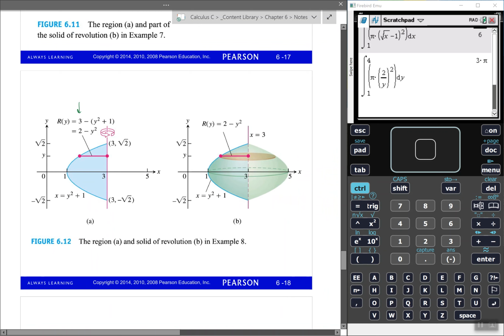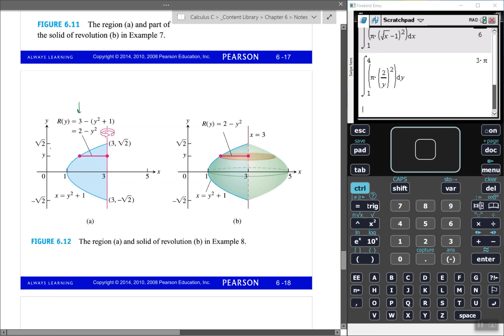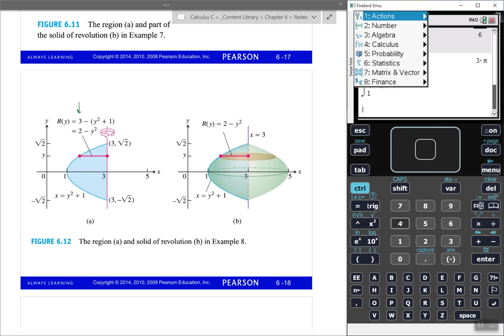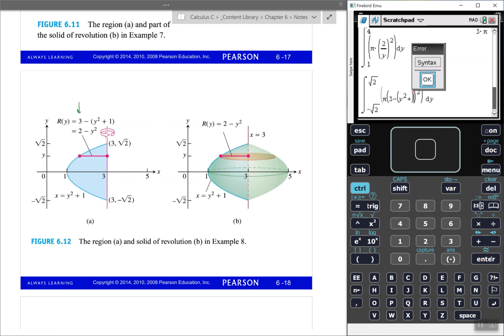So let's just take a look and see what that would potentially do to our integrals. So we have the limits of integration again come from the y-axis, so negative and positive root 2. So we'll do the square root of 2, and we'll do it as they've got it here. So we'll do pi, and we'll type in just 3 minus y squared plus 1. Sorry, plus 1. And then close that, square that whole thing, dy. Got a syntax error. Oh, because I didn't put the 1 in.